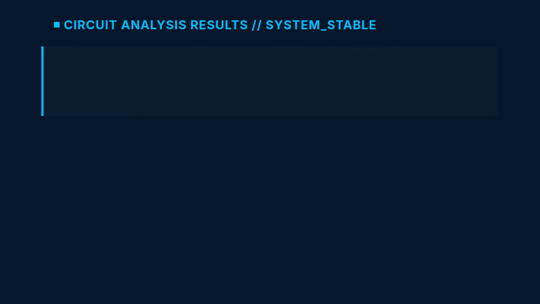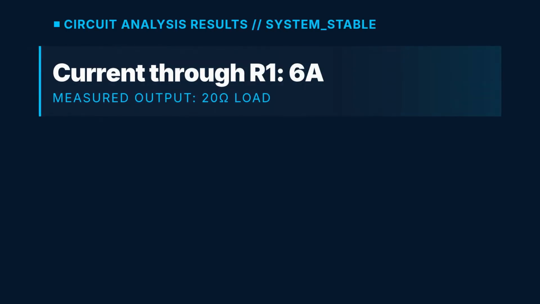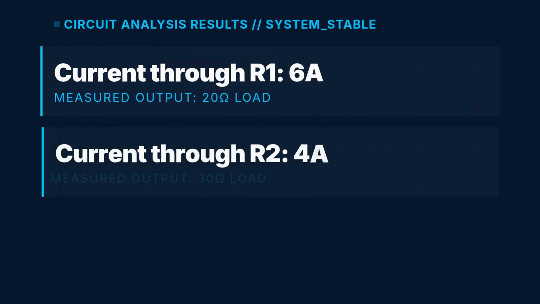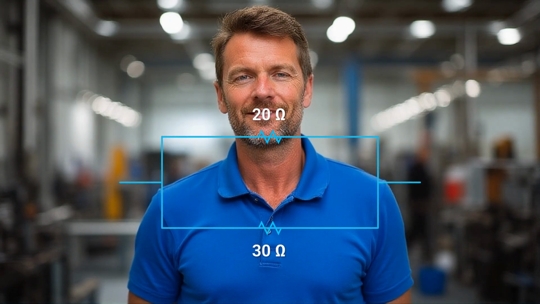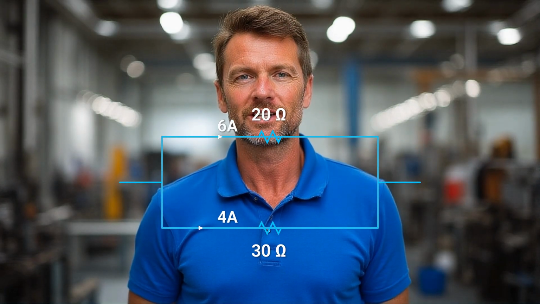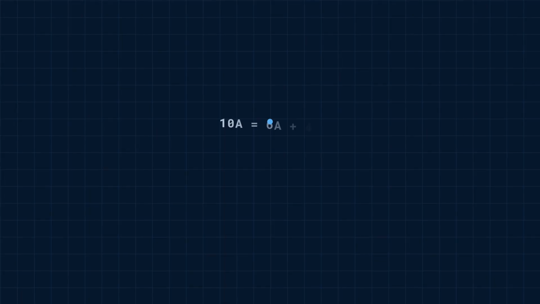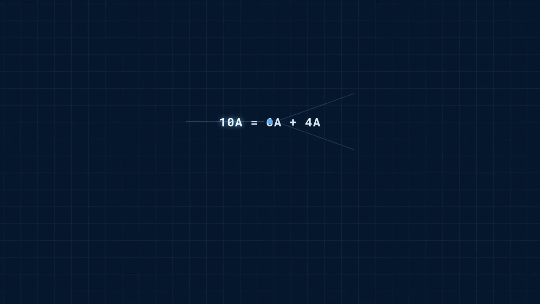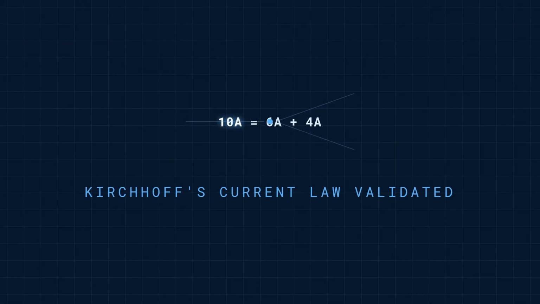The current through the first 20 ohm resistor is 6 amperes, while the current through the second 30 ohm resistor is 4 amperes. Notice how the smaller resistance carries more current. This follows the fundamental principle that current takes the path of least resistance. The calculator also confirms our total current remains 10 amperes, validating Kirchhoff's current law.